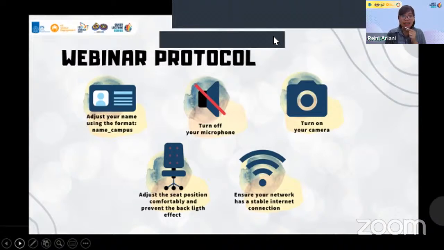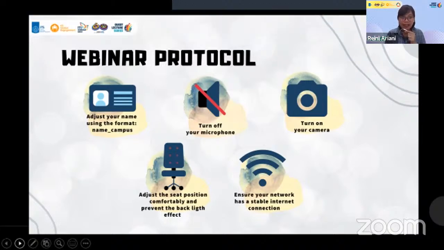Before we proceed to the next agenda, allow me to deliver our schedule for today as follows. First, opening. Second, presentation session by Associate Professor Tatsuya Umaki. Third, feedback review and question and answer session. Fourth, certificate awarding. And last is closing.